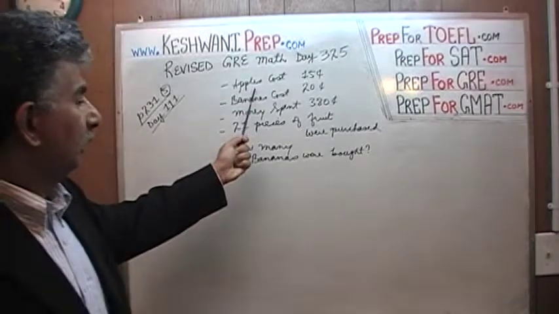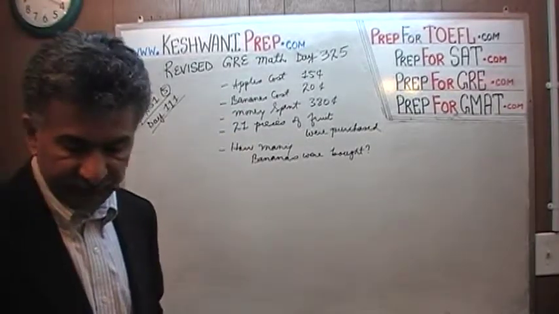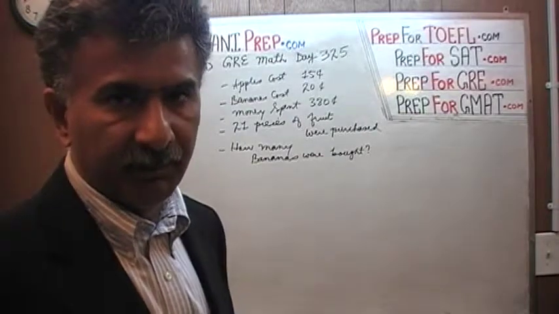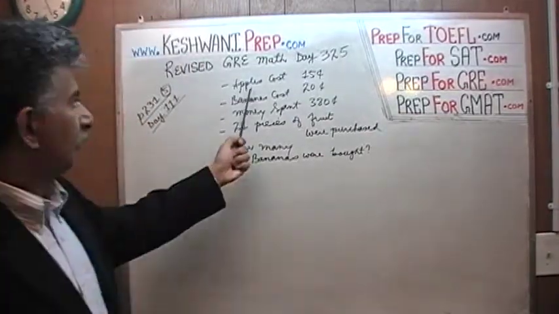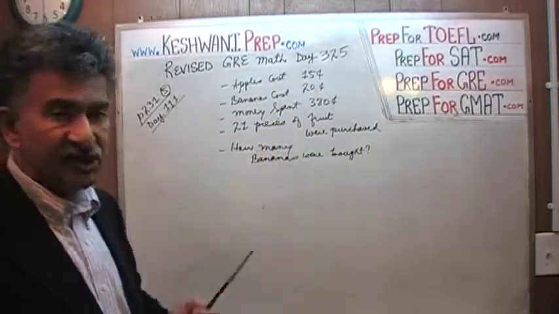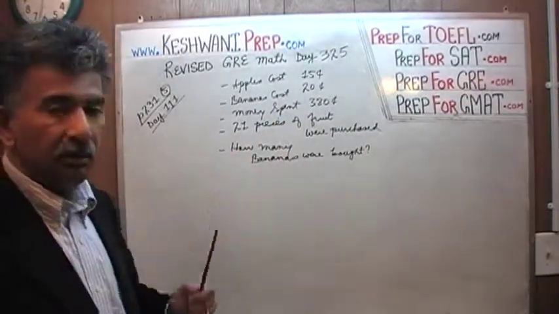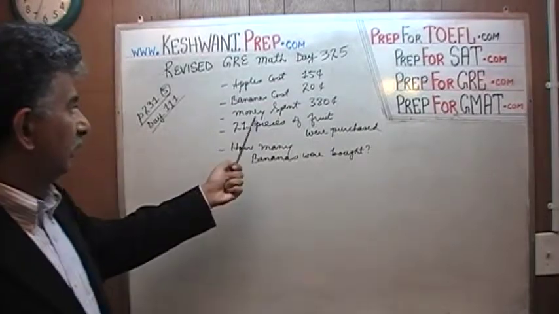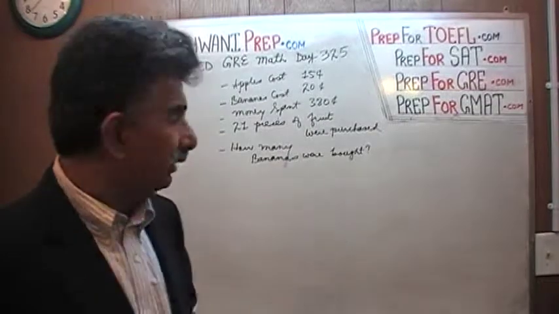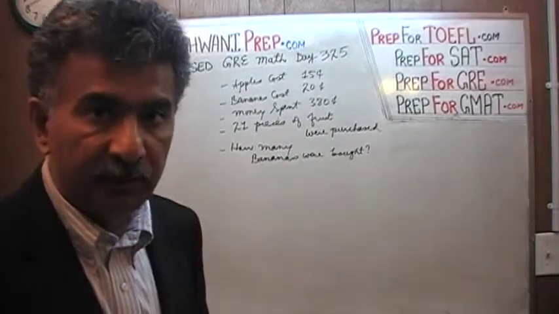We are told that we are buying apples and bananas. They say apples and pears, but apples and bananas I like better because then we can deal with A and B. Apples cost 15 cents each. Bananas cost 20 cents each. We're going to spend a total of $3.80, and we're going to buy 21 pieces of fruit.